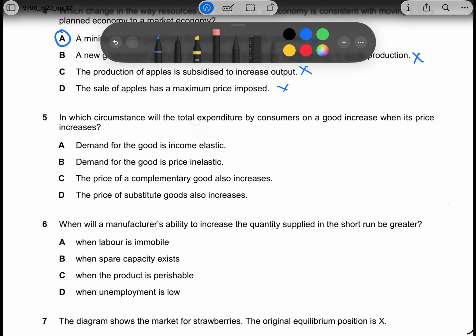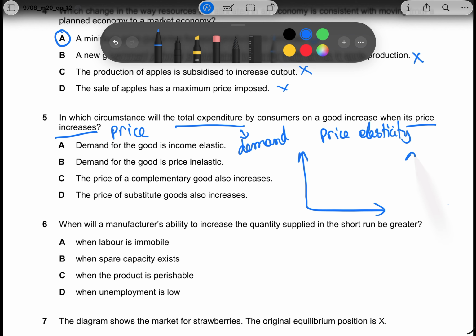Now, total expenditure is dependent on demand. And we're looking at a change in price. So the first thing that should come to your mind is price elasticity. Now, in which case will, when price increases, the total expenditure also increase? Let's look at 2 examples. This is a relatively inelastic demand curve, and this is a very, very elastic demand curve.